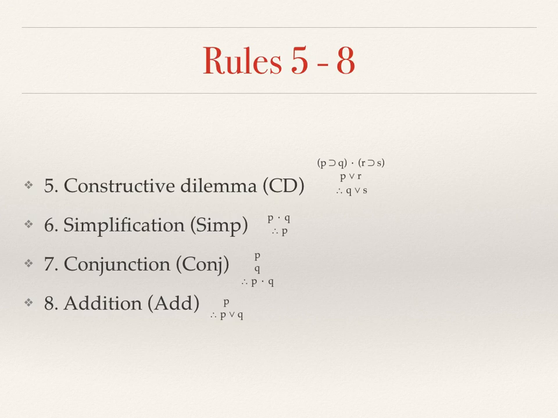And finally, the last one is addition. Addition, if you have P, then you can add Q. And this is important because if you have a proof and you have a letter or variable that's not among the premises, you can simply add it.